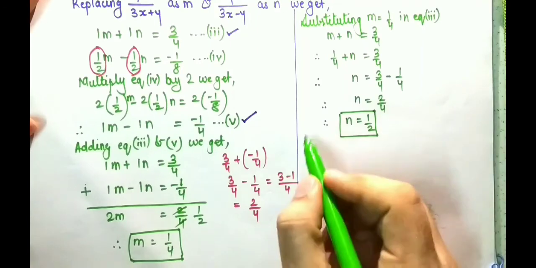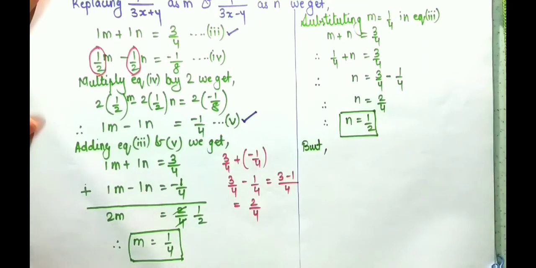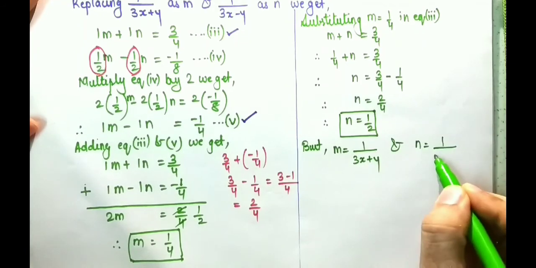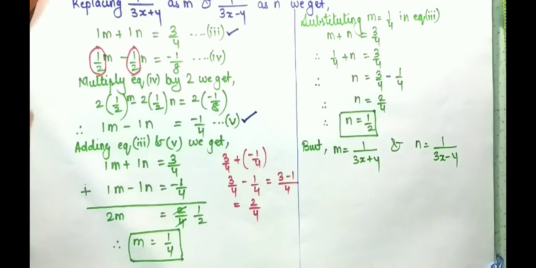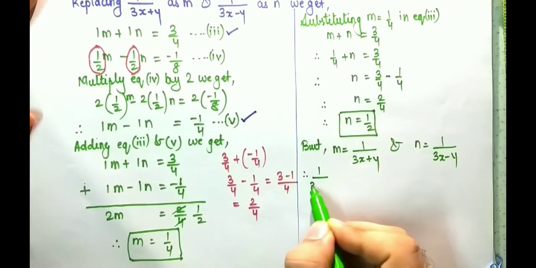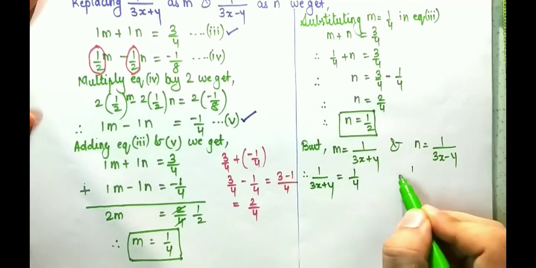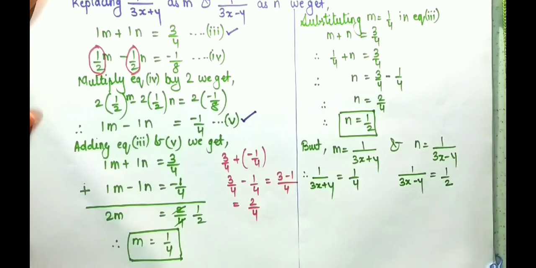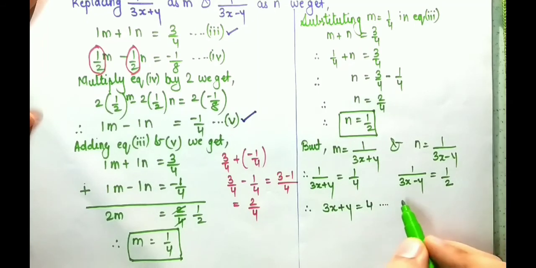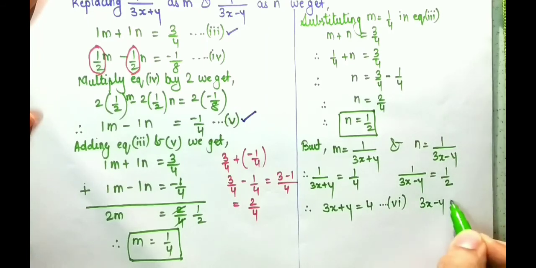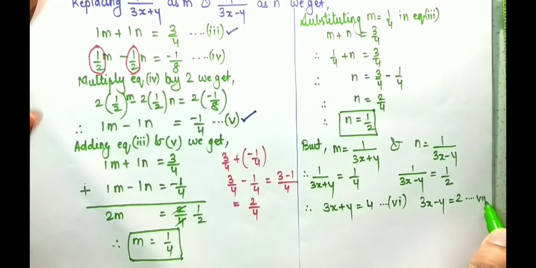Now you might have noticed that we got values of our two variables, but these are not the original variables. Therefore, I will be resubstituting their values in the equation as I replaced them, which gives me 1 upon 3x plus y is equal to 1 upon 4, and 1 upon 3x minus y is equal to 1 upon 2. These were my original equations. Let's take a reciprocal of these equations. Therefore, this gives me 3x plus y is equal to 4 and 3x minus y is equal to 2, and these two are my new equations.